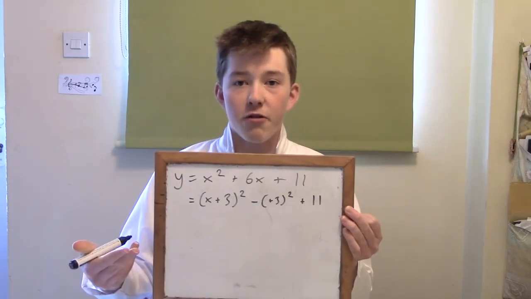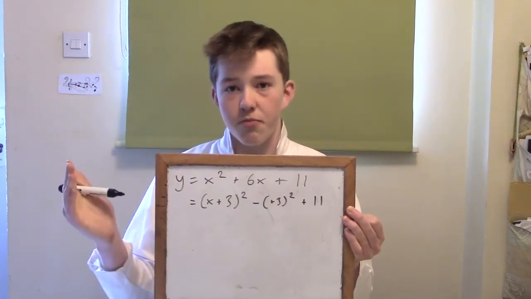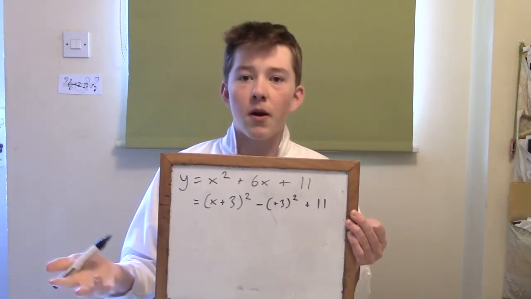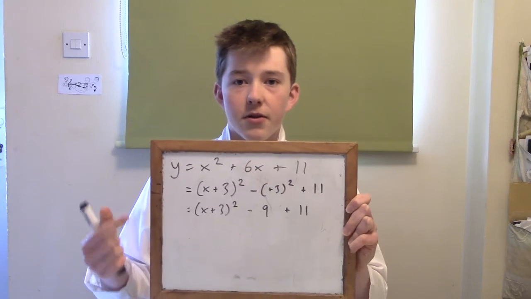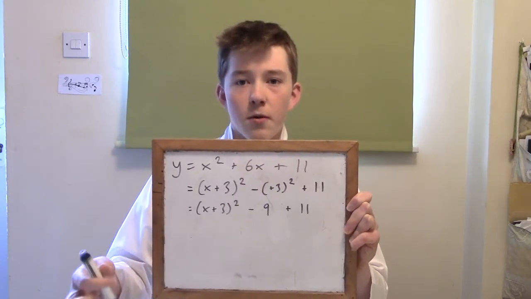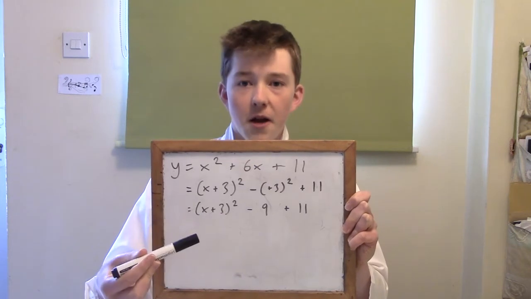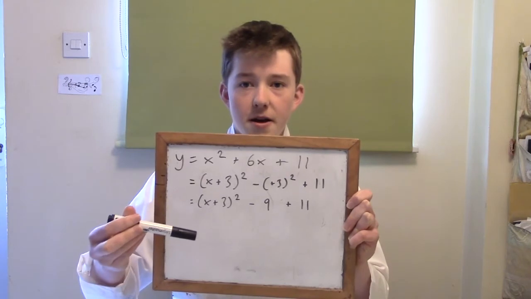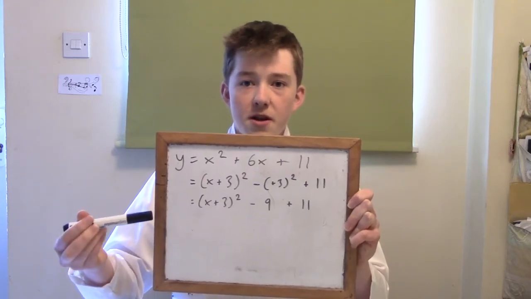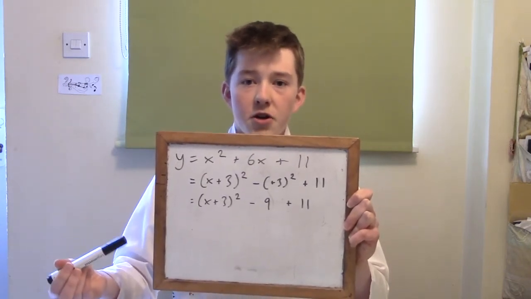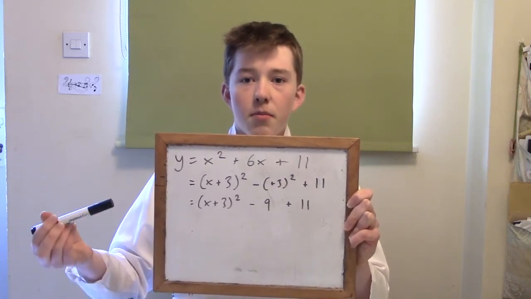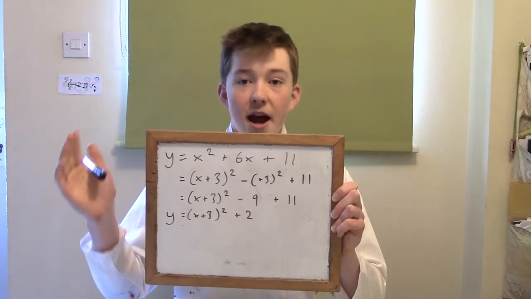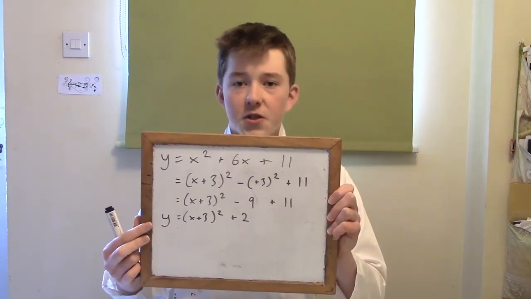So the second line of our equation is x plus 3 in a bracket squared minus 3 in a bracket squared plus 11. As you can see in the next line of the equation, we do the working out that 3 squared makes 9. So minus brackets 3 squared will be minus 9. After this, we can take away the 9 from the plus 11, and we end up with x plus 3 squared plus 2.